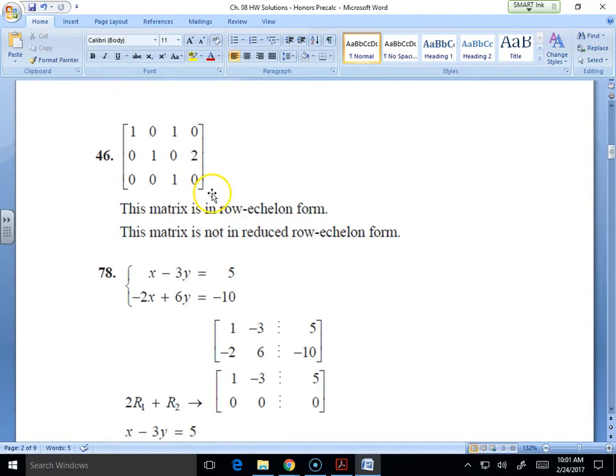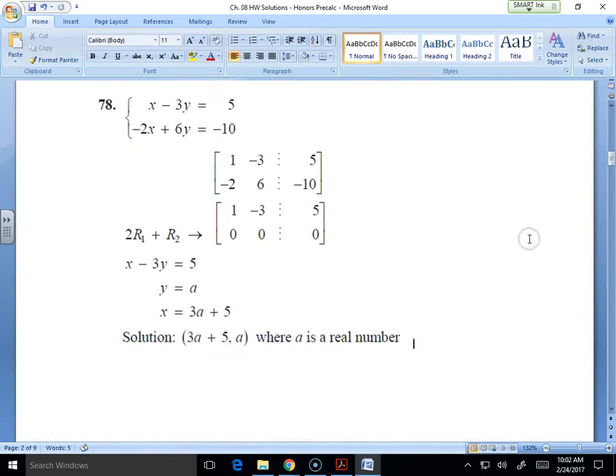Number 46. Is it in row echelon form? Yes. Is it in reduced row echelon form? No. This is the problem. It should have been a 0. Yeah, I see it's not, but you know that z is 0, so you could put a 0 in the place of the z if you were solving. But is it in reduced row echelon form? It's not a trick. Right now, it is not in the correct form for RREF.